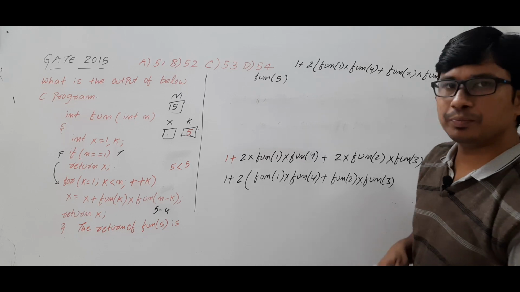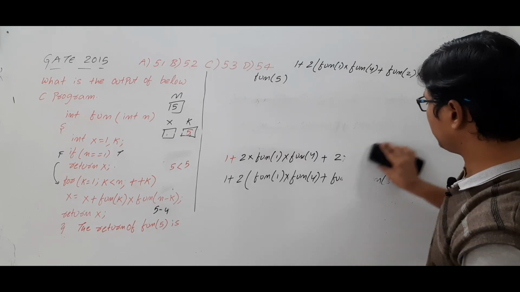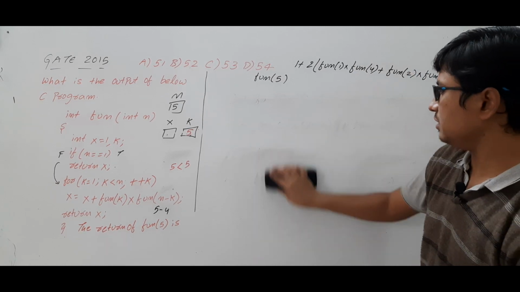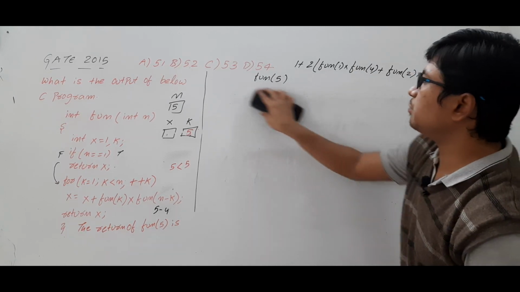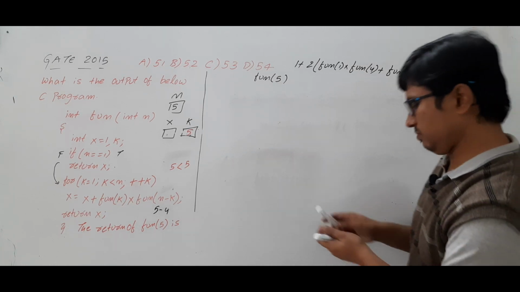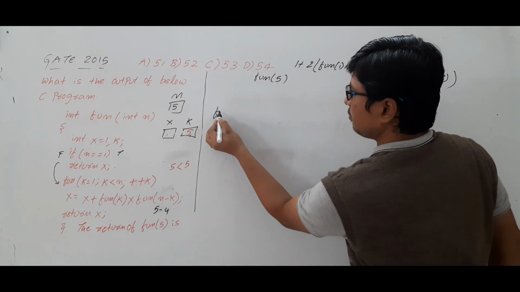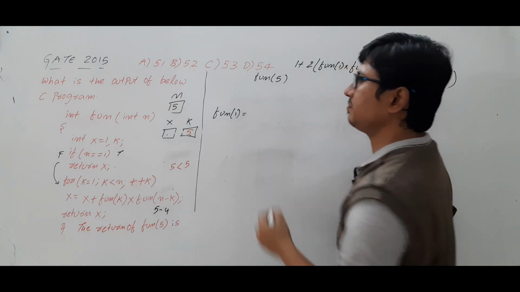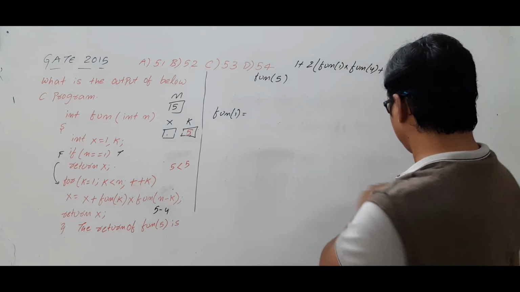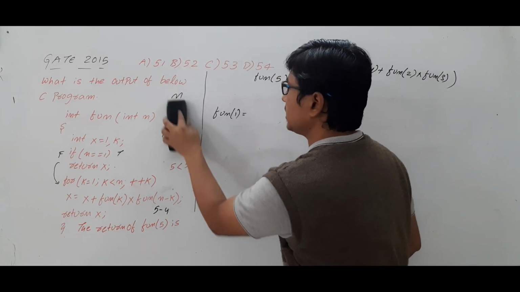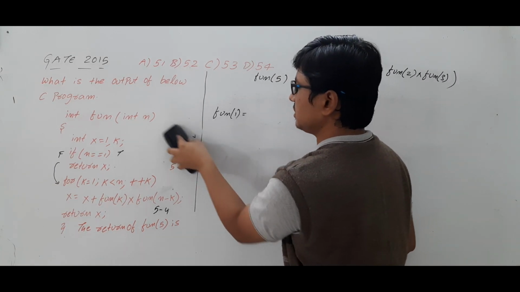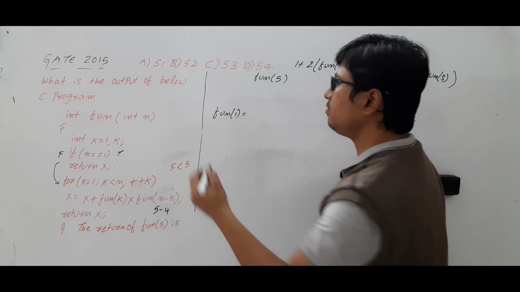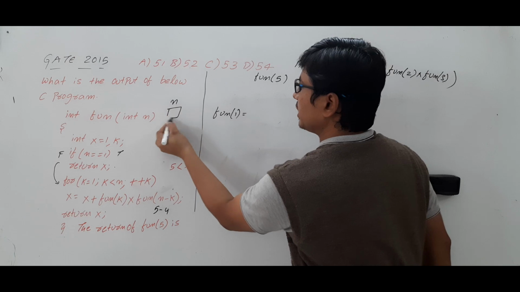Now let me compute fun1, fun2, fun3 and fun4. Then we will substitute those values. First let me compute fun1. What is fun1 giving? Fun1 is not giving a function, it will give some value. Look here. Now n value is equal to 1, because you are calling this function fun with value 1. So now n will be assigned the constant 1.